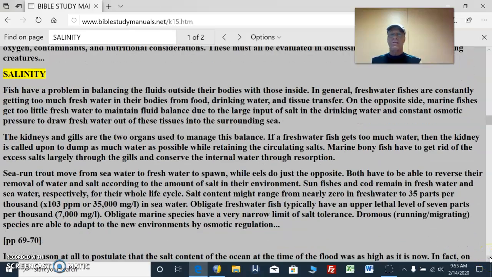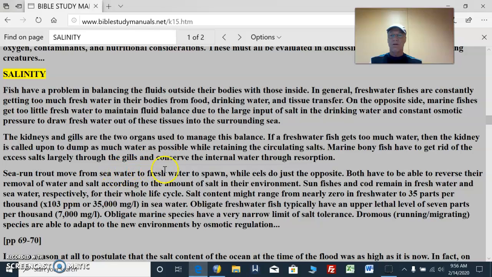Fish have a problem in balancing the fluids outside their bodies with those inside. In general, freshwater fishes are constantly getting too much fresh water in their bodies from food, drinking water, and tissue transfer. On the opposite side, marine fishes get too little fresh water to maintain fluid balance due to the large input of salt in the drinking water and constant osmotic pressure to draw fresh water out of their tissues into the surrounding sea. The kidneys and gills are the two organs used to manage this balance. If a freshwater fish gets too much water, then the kidney is called upon to dump as much water as possible while retaining the circulating salts. Marine bony fish have to get rid of the excess salts largely through the gills and conserve the internal water through resorption.